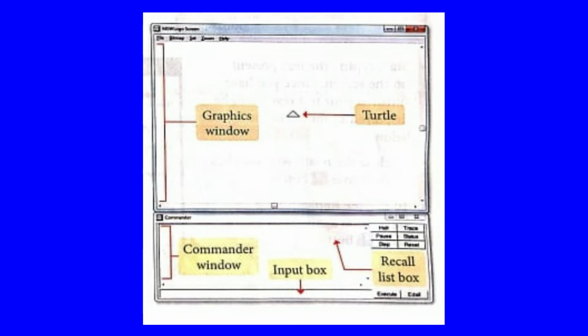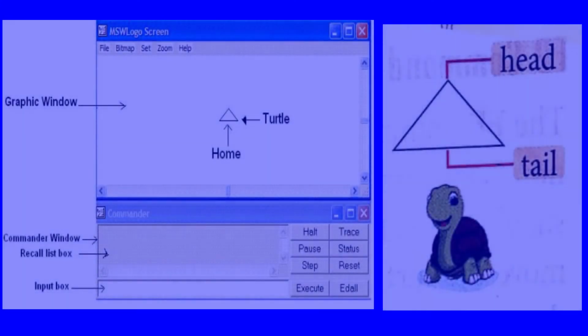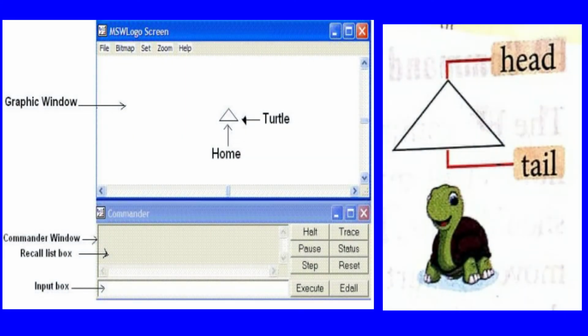Graphics window. It is also called the main screen. It is the area where the pictures are drawn. This screen has a triangular shaped pointer called turtle in the center. It understands and obeys our commands in Logo language. A command is an order that we will give to the computer. Logo commands are also called primitives.